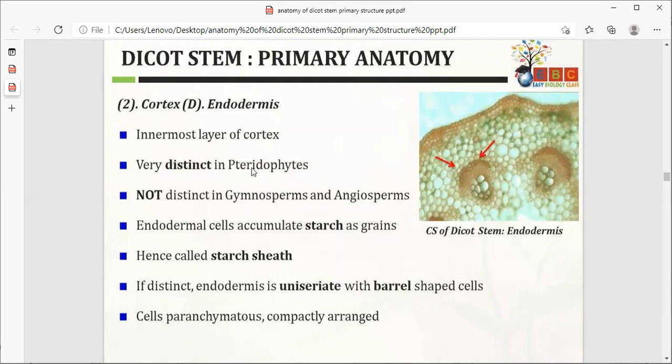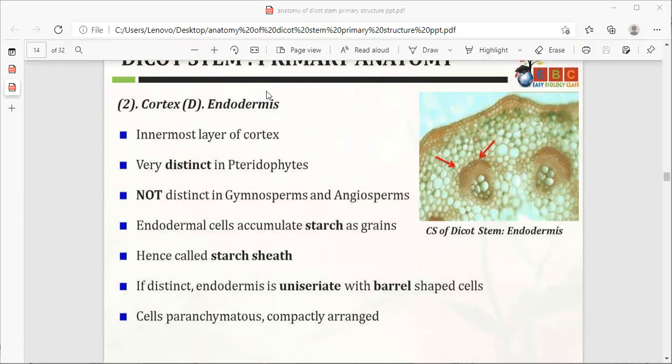Very distinguished in pteridophyte. Not distinguished in gymnosperm, angiosperm मध्ये आपल्याला याच्यामध्ये distinguish सापडत नाही, कारण this is the starting. pteridophyte मध्ये endodermis तयार झालेले आहे. Okay, so if you see, endodermis cells accumulate starch grains, hence it is called the starch sheath.